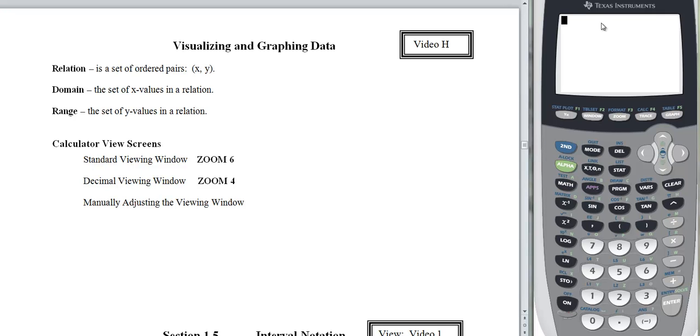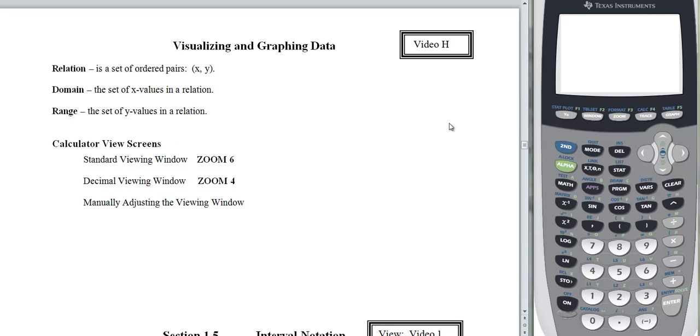Now we're going to really look at your calculator. This is about visualizing and graphing data. A relation is a set of ordered pairs, x comma y. The domain is the set of the x values in a relation, and the range is the set of y values in a relation. We'll be playing with these a whole lot more in another section pretty soon.